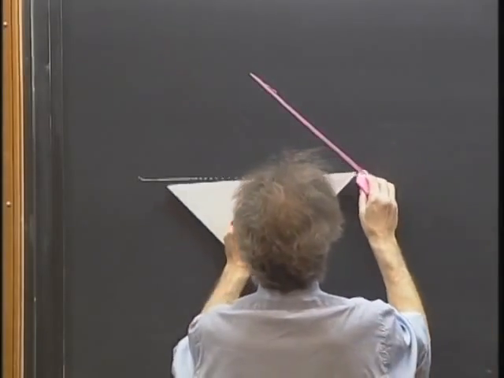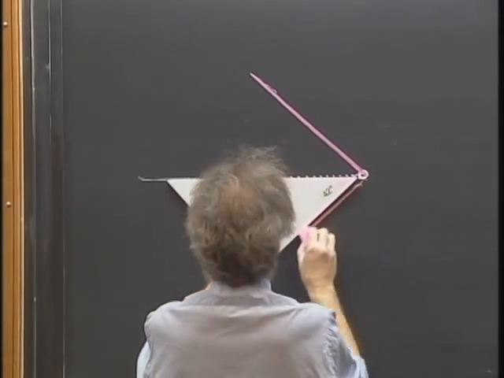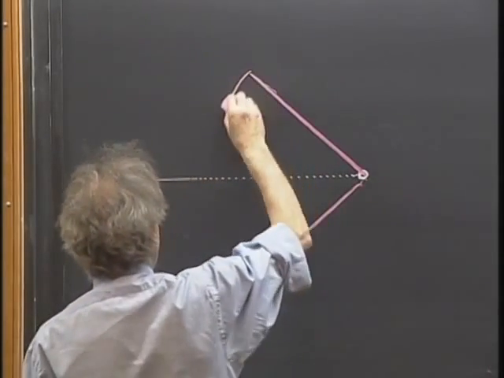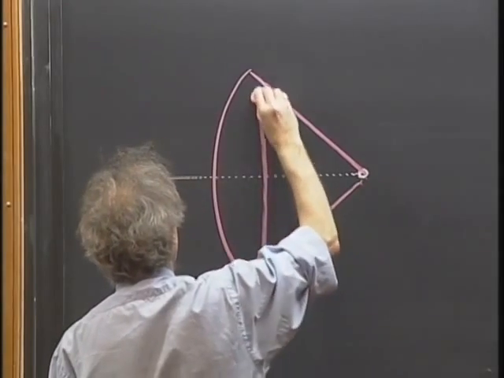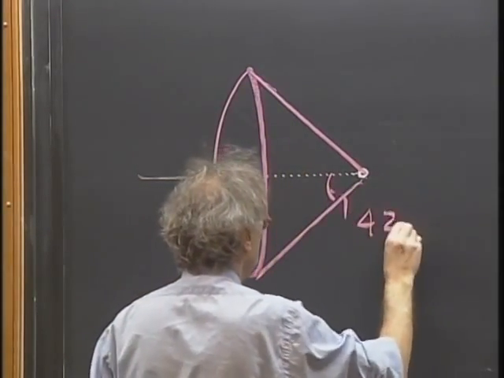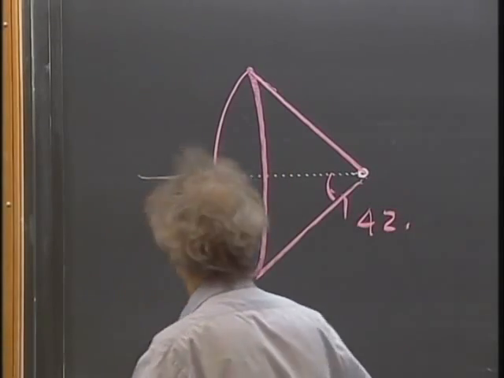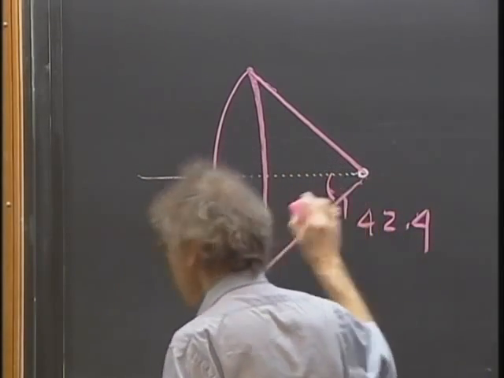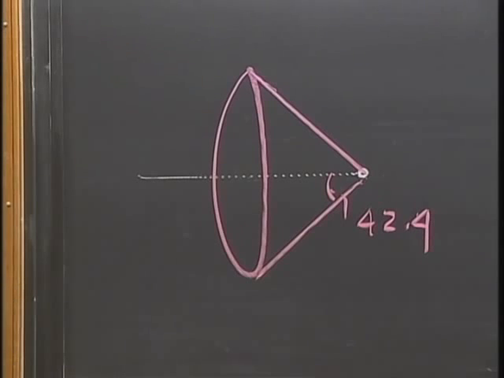and 42 degrees in this direction, because the whole thing is axial symmetric. And that means a cone of light, well, by this angle, rounded off, is then 42.4 degrees. That is that maximum value for phi. There's no value for phi that is larger.